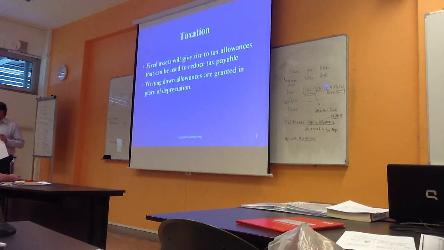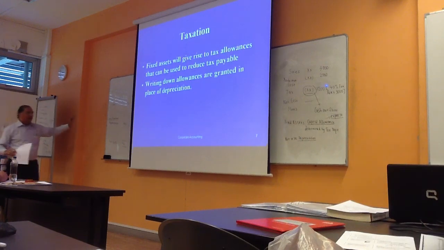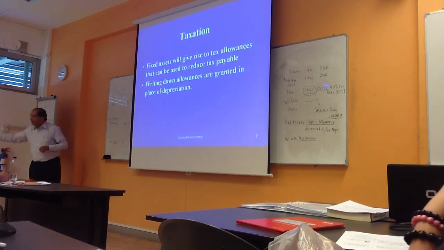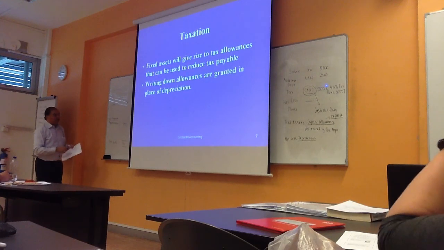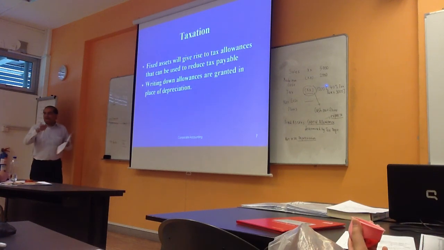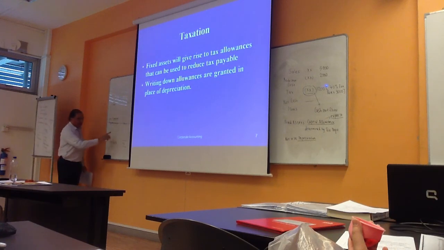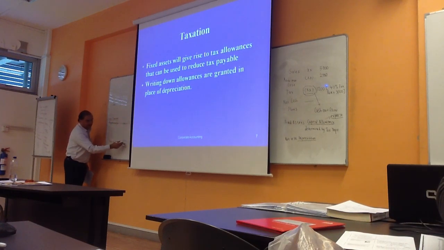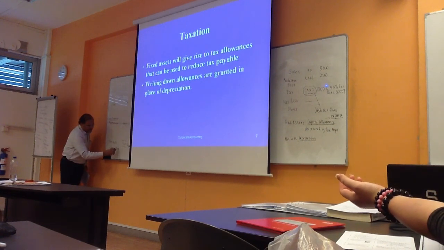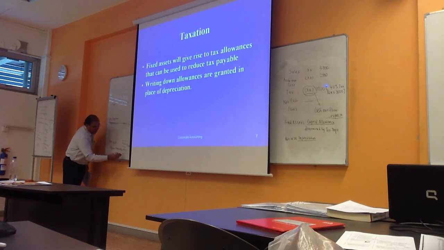Have you all followed? Now, the calculation we did here is okay for accounting. This is perfectly alright for accounting. But when this calculation goes to the tax department, what will they do? This depreciation will not be allowed by the tax department. So they will increase the profit by the depreciation, and they will then minus capital allowances.